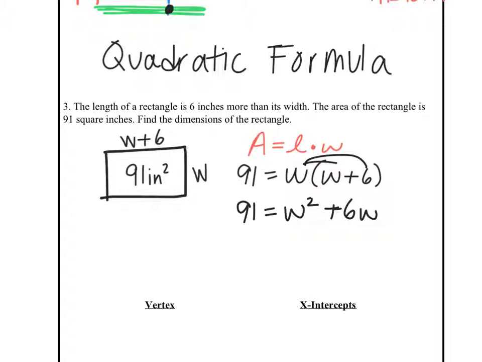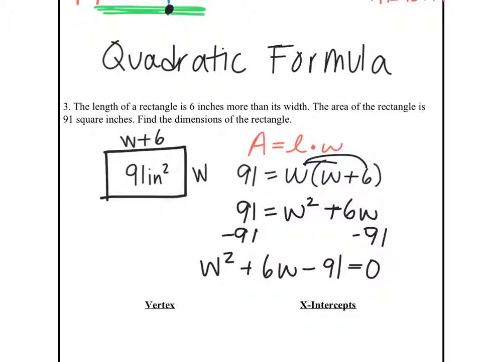If you're going to solve for W, what do you need to do first? We're solving for W to get the width so we can get the length. You can't solve it right now because what needs to happen? Think about what we talked about for the last week. What does it need to be equal to? 0. So you need to move that 91 over. So this is the equation that we have. W squared plus 6W minus 91 equals 0.